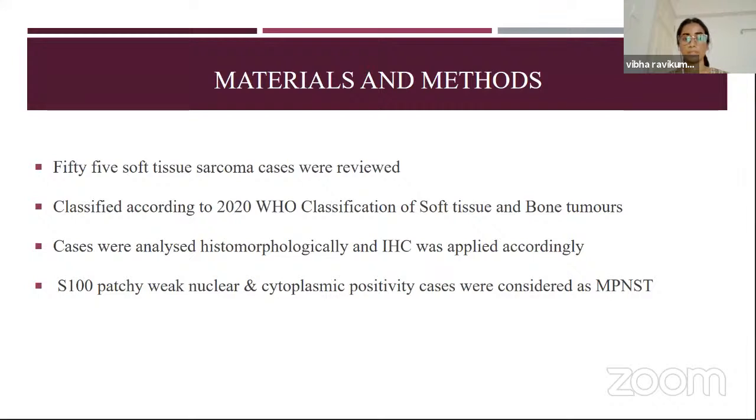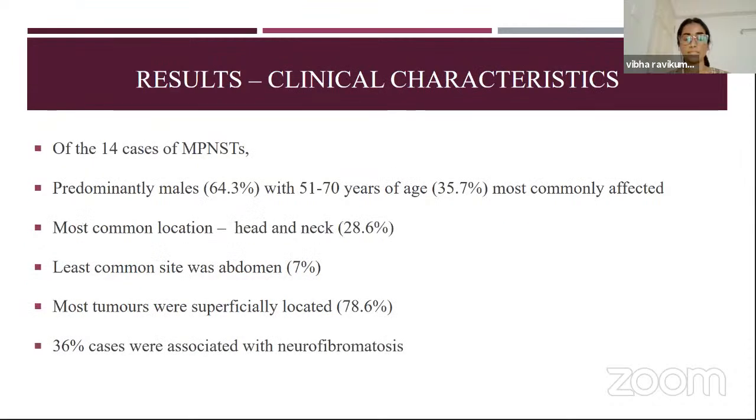Cases that showed nuclear and cytoplasmic positivity were considered as MPNST. Of the 14 cases of MPNST, males were predominantly affected. The most common location was head and neck, and 36% of cases were associated with neurofibroma.